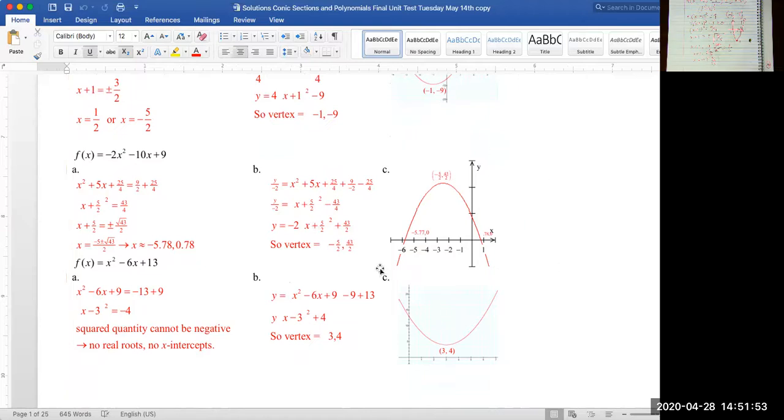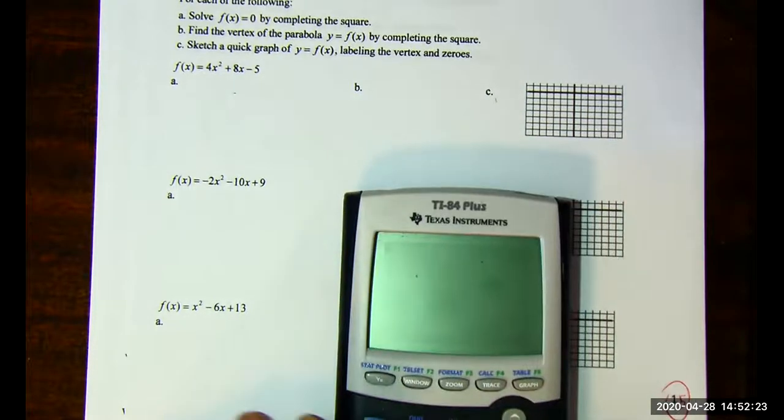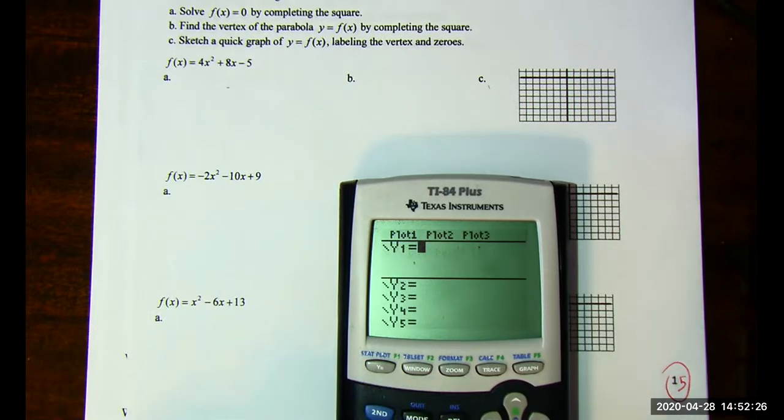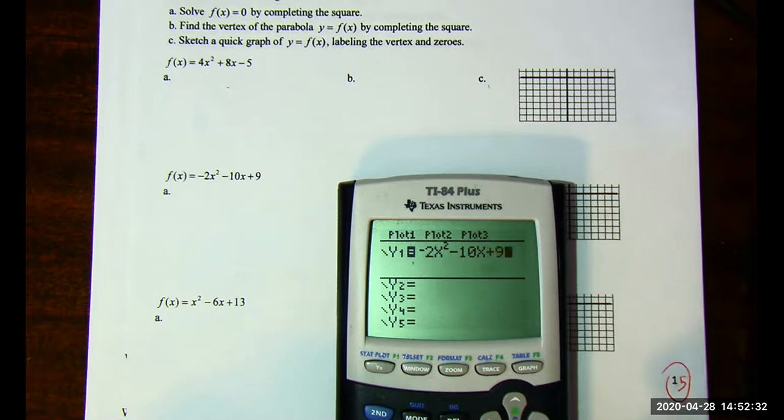I'm going to solve this in my calculator just to remind you all how to get vertices and everything in the calculator. And then next, we're going to look at graphing imaginary numbers. There are imaginary solutions, but like they said, they are actually imaginary numbers, so you have to consider them as such. Let's first go to graphing that. F of x equals -2x squared minus 10x plus 9, graph.